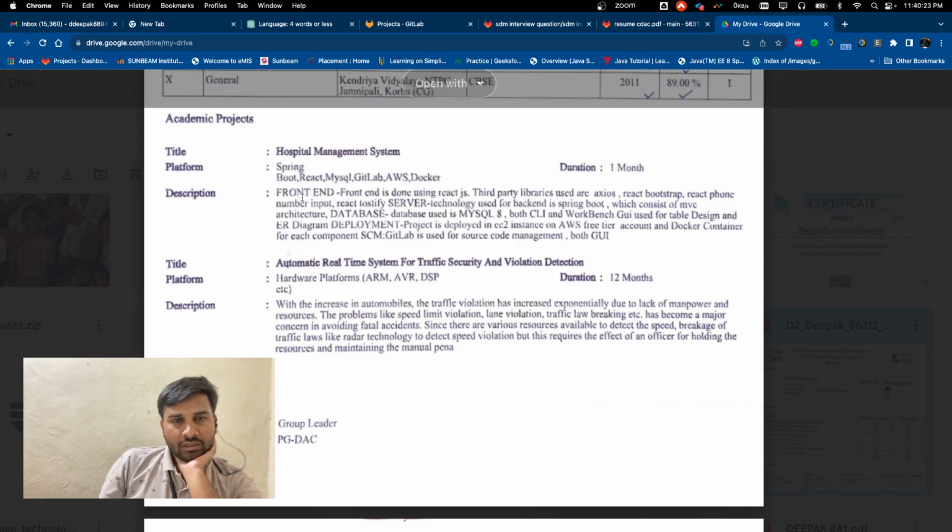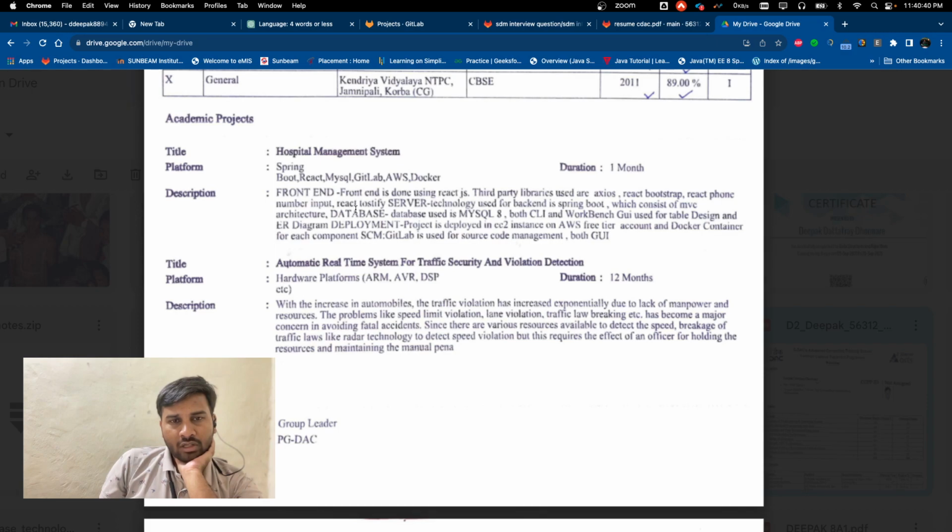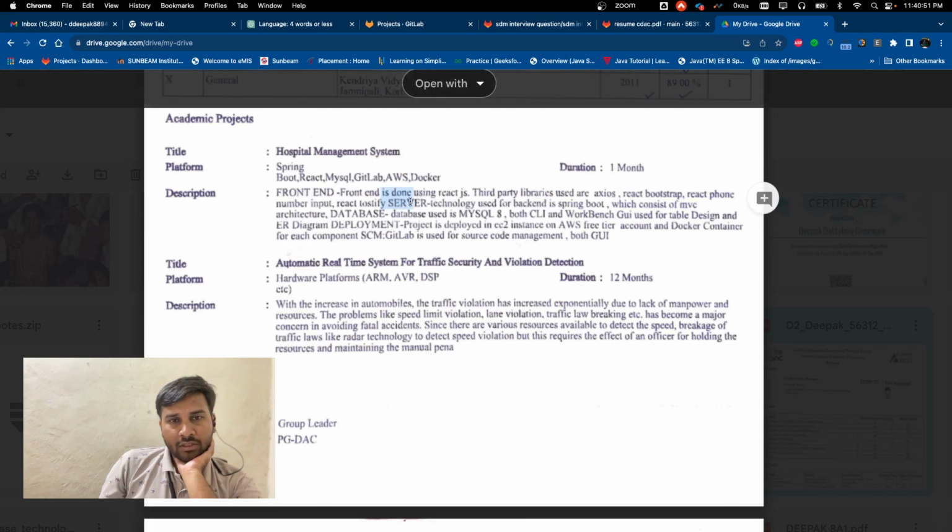So I had done that. In short, I have written all these things. Front end is done using React.js. Third party libraries are used like Axios, React Bootstrap, React phone number library. I have used that phone number library. So when you enter the code 91, then it automatically picks up the image of India. React Toastify, then server. It is related to the backend part.